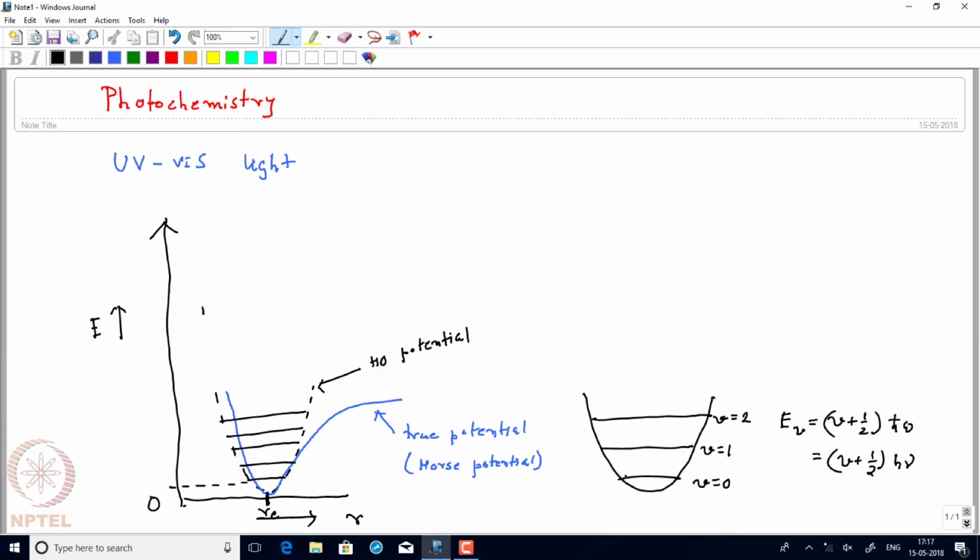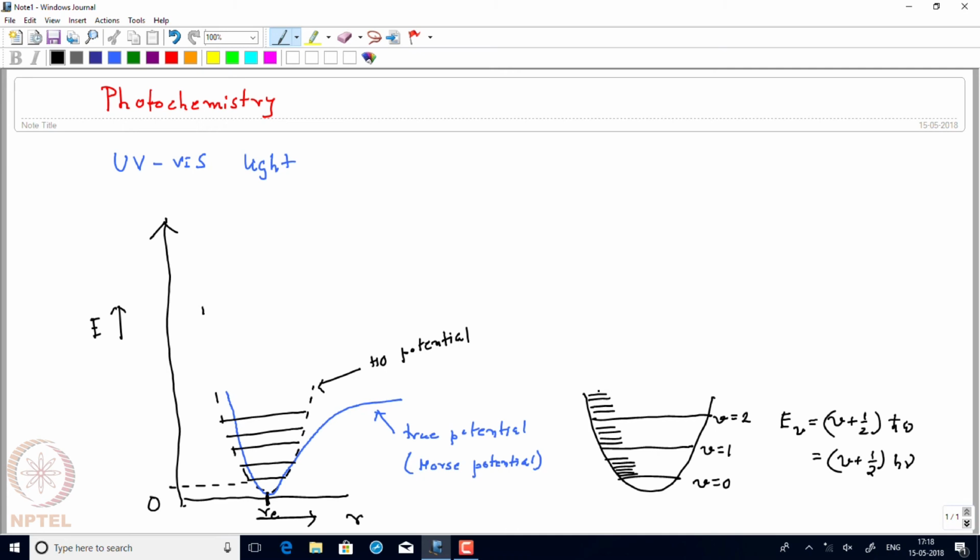And then each of these vibrational levels will actually have many rotational manifolds that we are not showing, and each rotational manifold may also have degeneracies. Actually, they do have degeneracies. So all these finer energy level structures we are not considering right now.